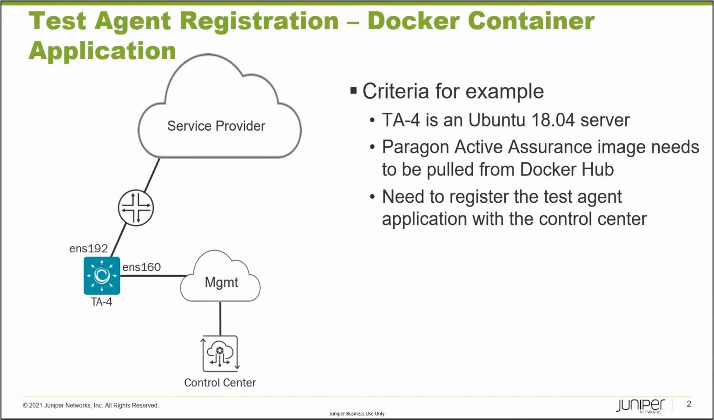So what we need to do is take that TA4 device, which is again an Ubuntu 18.04 server, and we first need to pull the Paragon Active Assurance test agent image from Docker Hub. And then after we do that, we need to register the test agent application with the control center. And so with that, let's go ahead and get started.